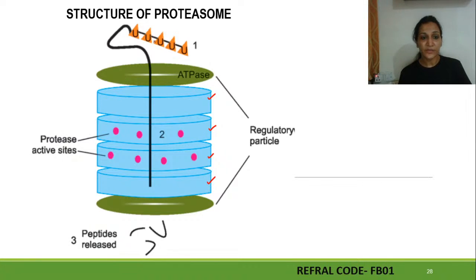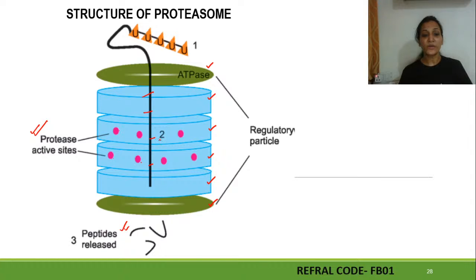Then over here, this is your ubiquitin and this is your regulatory site, and the regulatory site is binding the ubiquitin, and when it has identified the ubiquitin, it will engulf the whole protein inside. You can see that in the hollow barrel there is the protein which needs to be degraded, and in the interior of the ring there is the protease active site. So these protease active sites will further act upon this protein molecule and degrade it.